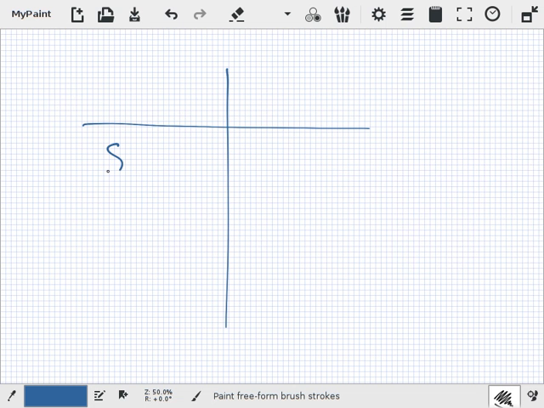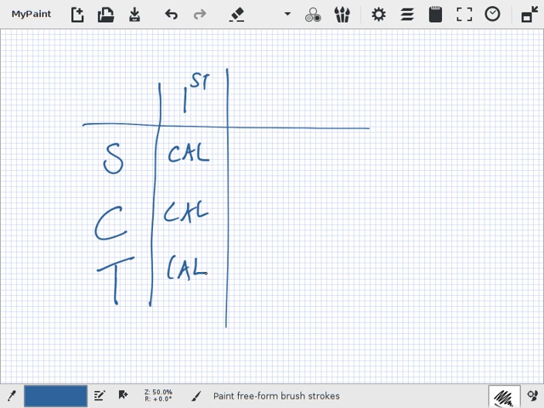Sine, cos, tan. Okay? And the first answer, you get it from your calculator. And the second answer, you can just get it from this rule. So for sine, it's pi minus the first answer you got in your calculator. For cos, it's 2 pi minus the first answer, and for tan, it's pi plus the first answer. That's how you can get the second answer. There's two answers here.